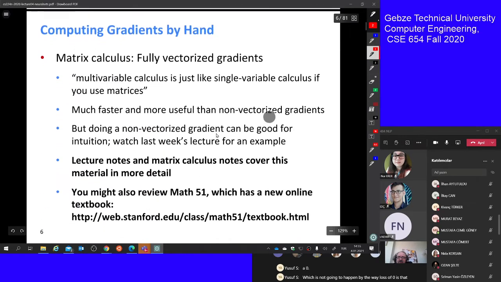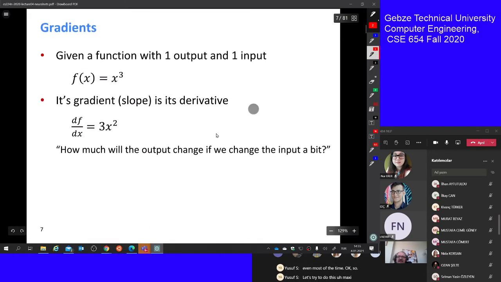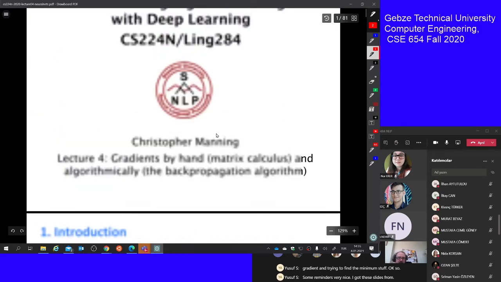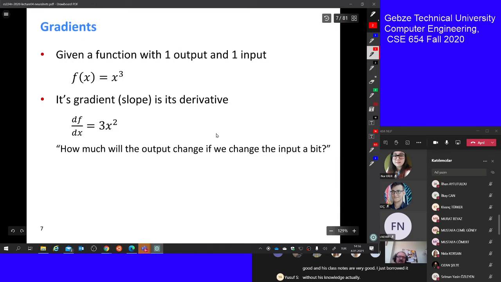So let's try to do this, taking the gradient and trying to find the minimum. Some reminders. Very nice. I got these slides from Christopher Manning. You know this guy. He's very good and his class notes are very good. I just borrowed them without his knowledge actually. So I am using them.